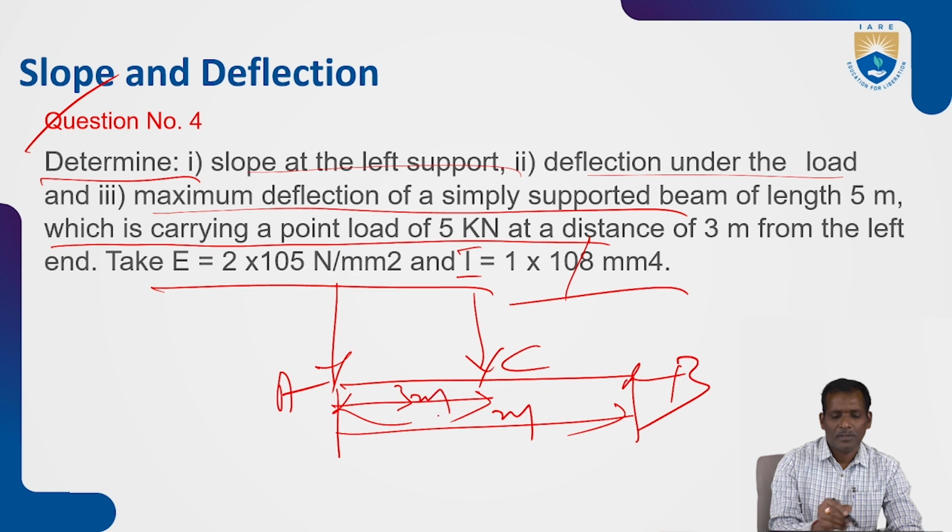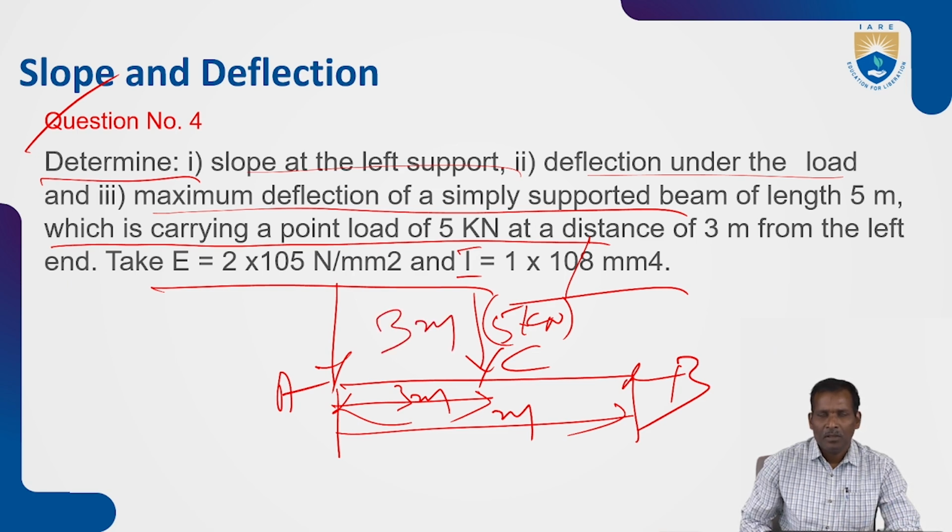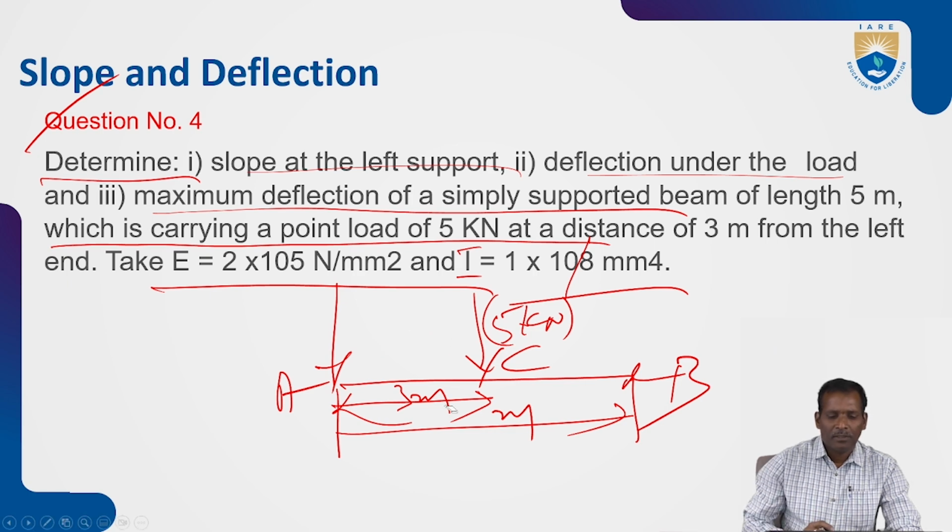C is 3 meters and a 5 kilonewton point load. The distance given is 3 meters. So already mentioned here. The total length given is 5 meters, so the remaining is 2 meters.